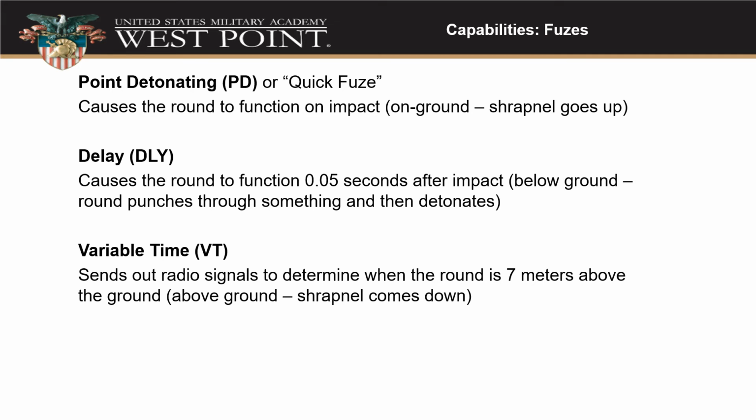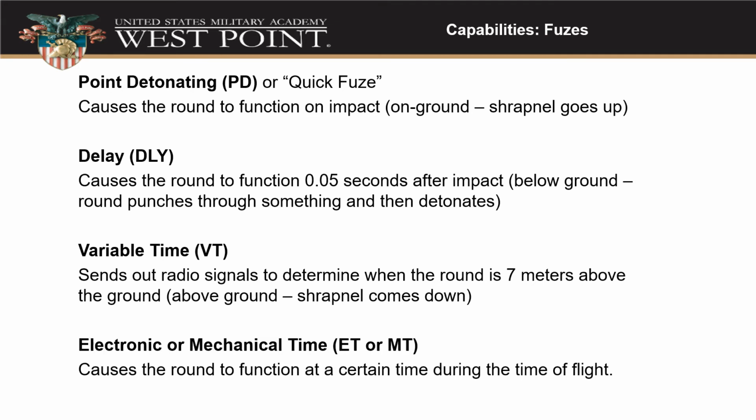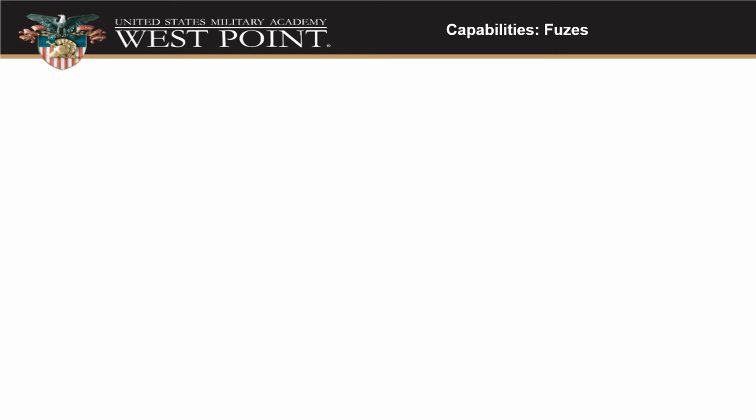So it's just a way to use the timing to make that happen. And then the last one is electronic fuses or mechanical time fuses. So that's a way that it measures time from when it was launched. And then we use calculations in math. We know how long it should take to get to the target, so we can also use that as a way to make it detonate exactly when we want, whether that's above the ground at a certain elevation, or if we knew it was going to go through something. That's a little harder to do.